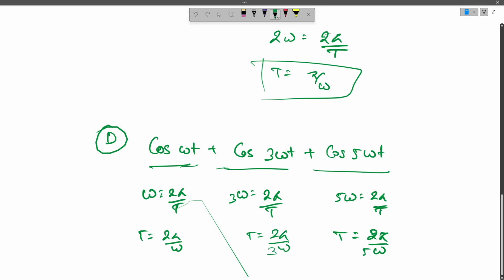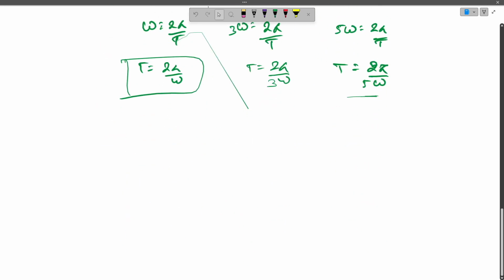Now we can see that when the first part completes one cycle, the second part would complete 3 cycles, and the third part will complete 5 cycles. So collectively we can say that the time period for this collective function would be 2 pi by omega. Now this is not a simple harmonic motion, because this can't be represented in the form of a cos omega t or a sin omega t.